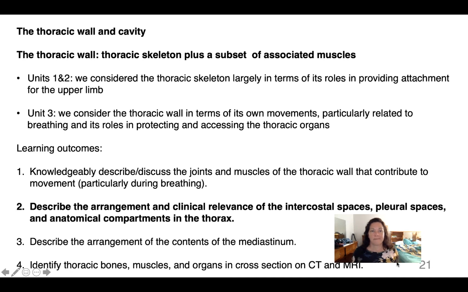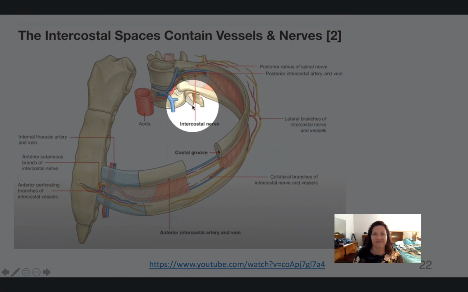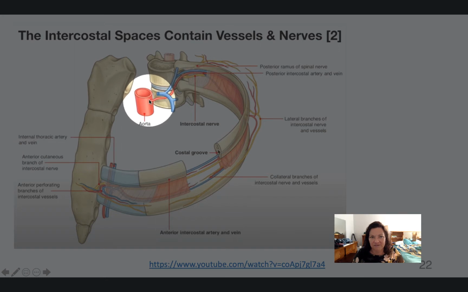All right. So we've talked a little bit already about this learning outcome here, talking about the intercostal spaces, the pleural spaces, and the anatomical compartments. Notably, we've spoken about the intercostal spaces. I just want to go back for a moment and add a couple of images into this discussion of the intercostal spaces. So in case you're having trouble envisioning where these nerves and vessels that travel in the intercostal spaces are coming from, these are intercostal arteries that break off segmentally from, in this case, the thoracic aorta, and intercostal veins that drain segmentally, ultimately into the vena cava.